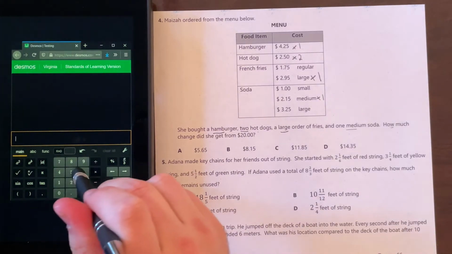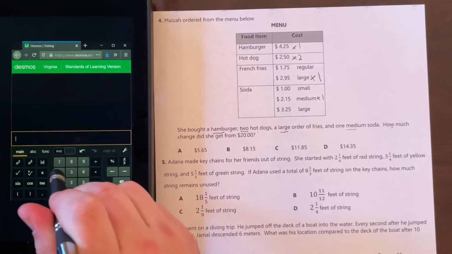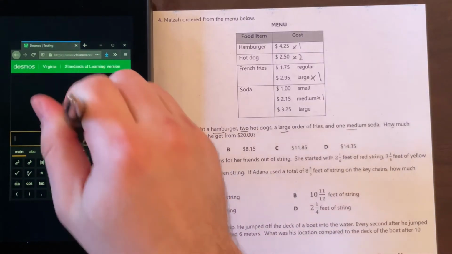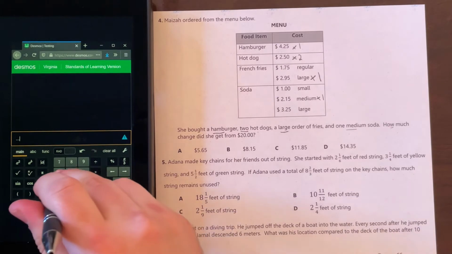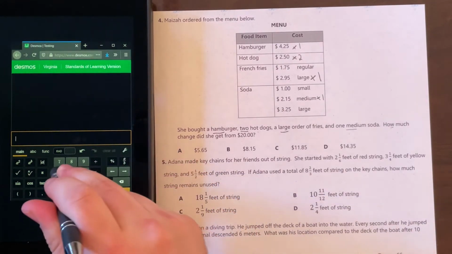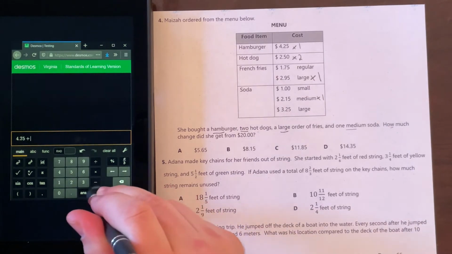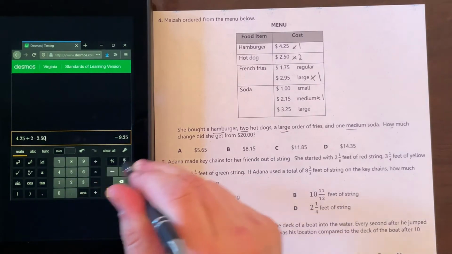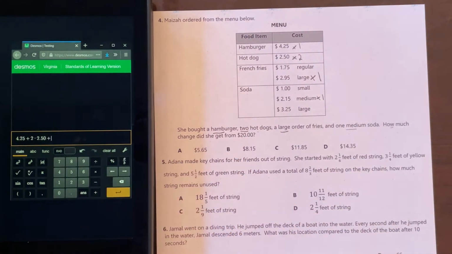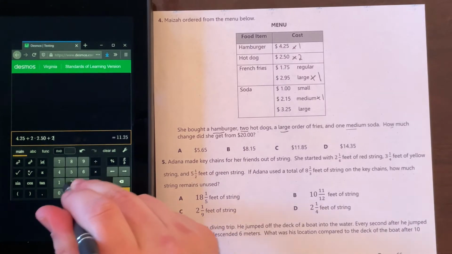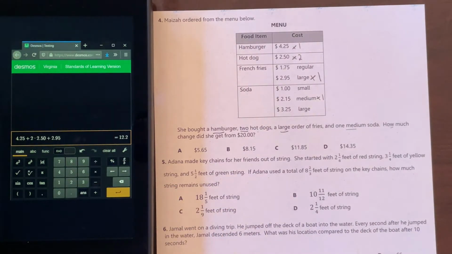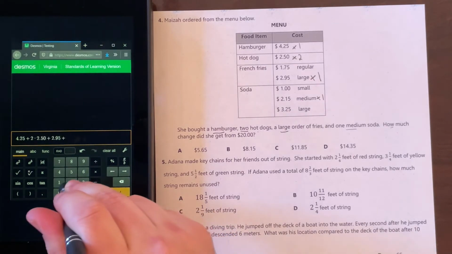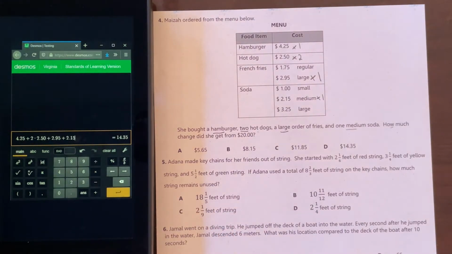So I have 4.25, and I have plus, then I have 2 times that 2.50, and I have plus that large fry, 2.95, and I have the medium soda, which is 2.15. All right, so be careful though, because a lot of people are gonna put this as their answer. However, that's not the case. This is our total. This is our total.